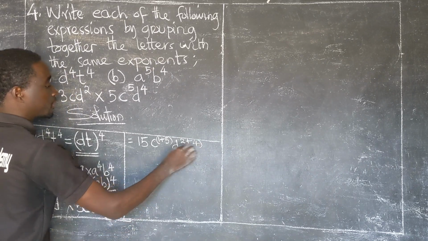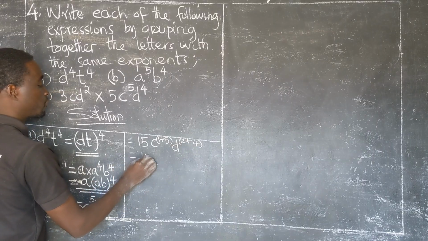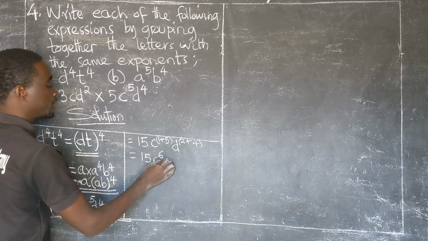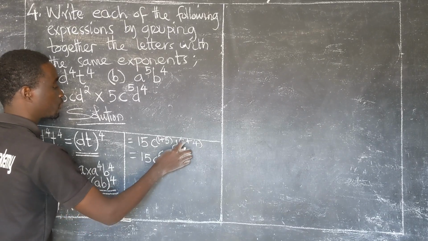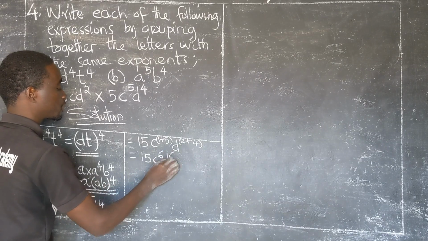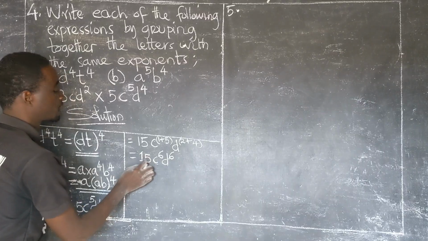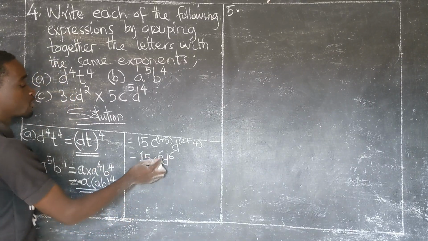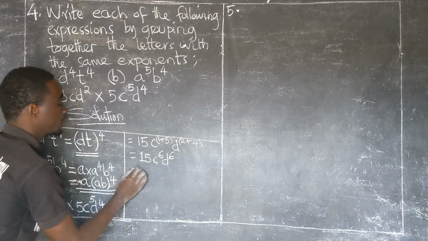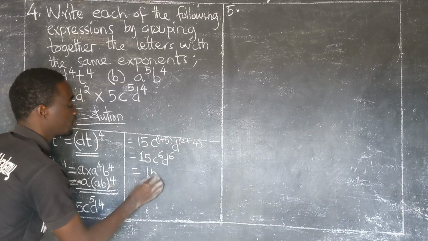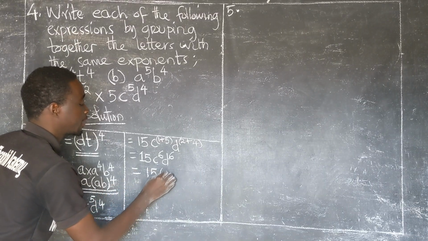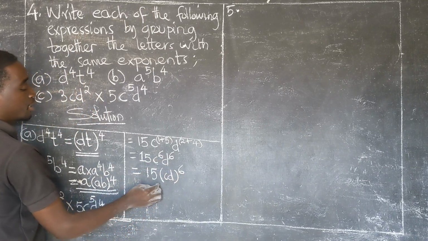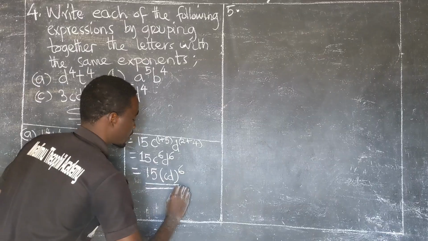After that, we're going to have 15 c raised to 6 times d raised to 2 plus 4, which is 6. After we've obtained 15 times c raised to 6 times d raised to 6, now we group the letters with the same exponent this way. The final answer will be 15 (cd) raised to 6, as each has 6. Now this is the answer.